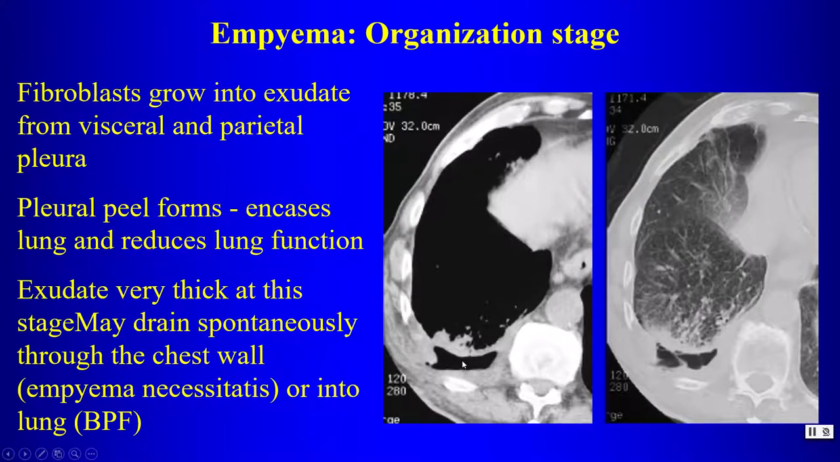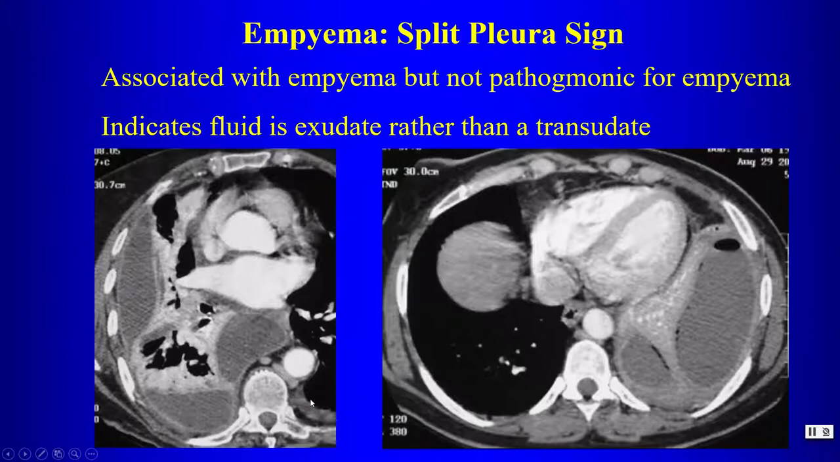Also at this stage, it is possible for the effusion or the empyema to drain spontaneously through the chest wall. We call that empyema necessitans. And also at this point, patients can develop bronchopleural fistulas. Both of those can cause air to collect within the pleural effusion.